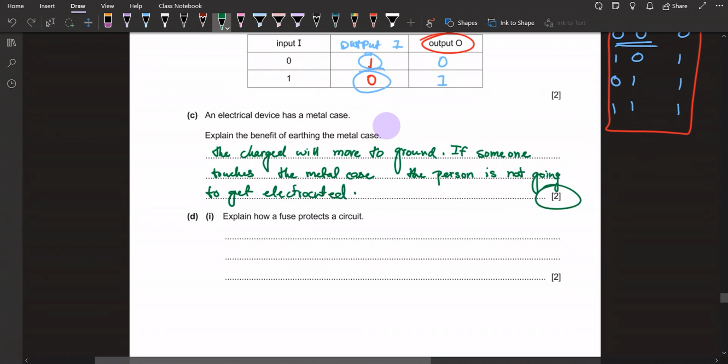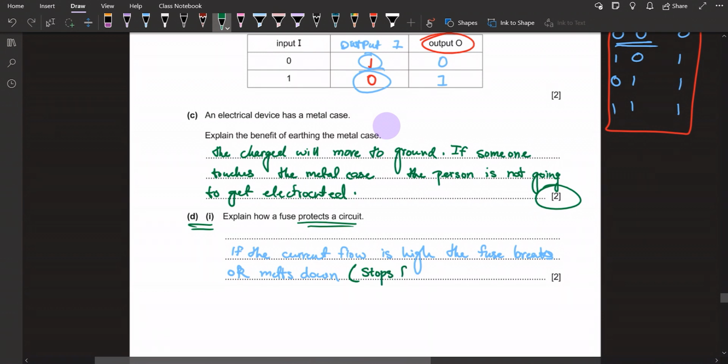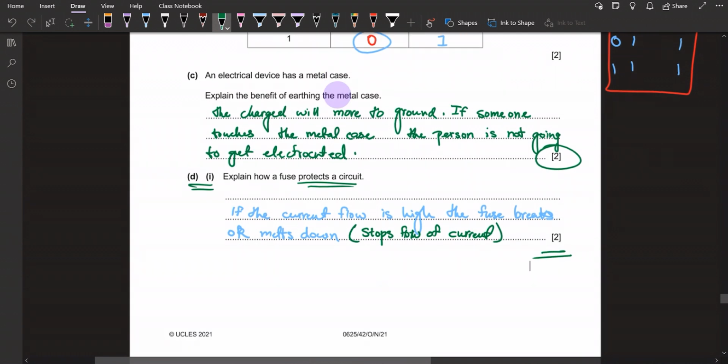And we'll get 2 marks for this. Part D I says explain how a fuse protects a circuit. So what happens is when the current flow is high, the fuse breaks, or the fuse melts down. And what's going to happen is there will be no current flow and it won't cause a fire or any malfunction in the circuit. So it stops the flow of current. And we get 2 marks for this.